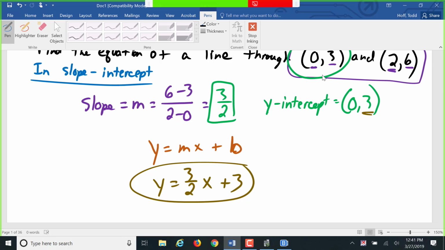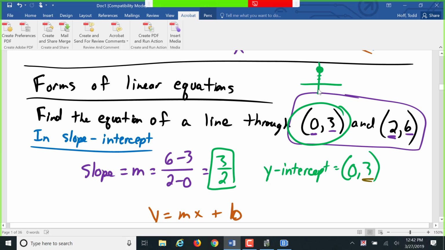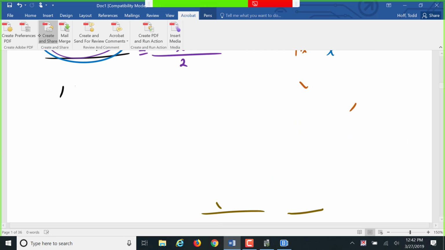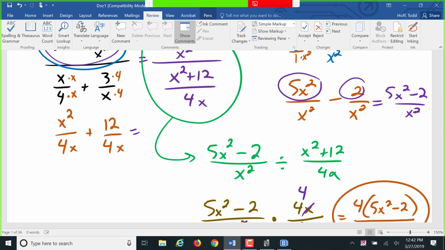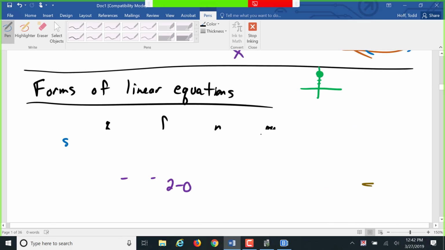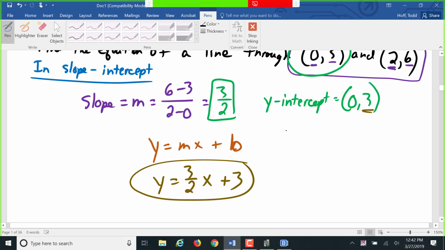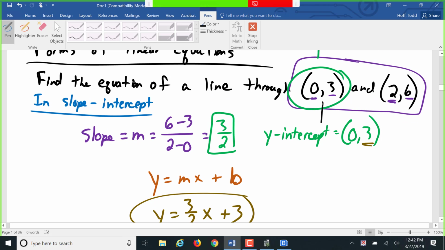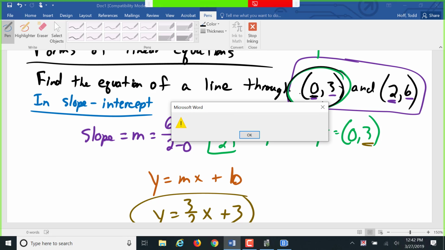Well, the intercept, remember, the y-intercept is where x equals 0. The y-intercept is always where x equals 0. So that's why 0, 3 gave us the y-intercept, because it was x equals 0. Like I said, that one was kind of subtle because we snuck in that 0 for the x coordinate.